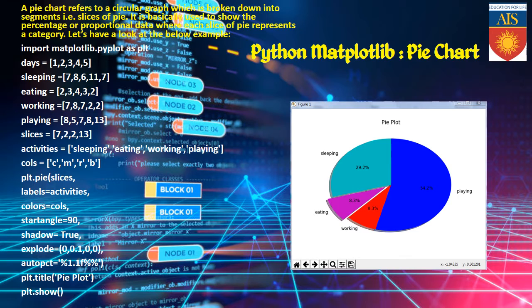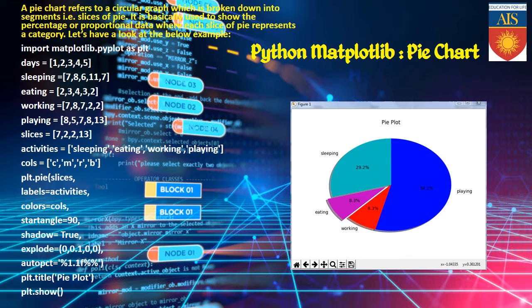Days, you need to mention the day. Then sleeping also you can mention, eating also, working also, playing also, slices also. Then activities, you need to assign the heading as we have mentioned before, sleeping, eating, working, and playing. Colors, you need to mention the color. Then plt.pie slices, label is activity, color will be cold. Then start angle is 90. Then shadow will be true. That means if you make it true, it will create shadow, otherwise no shadow. Explode 0, 0.1, 0, 0.